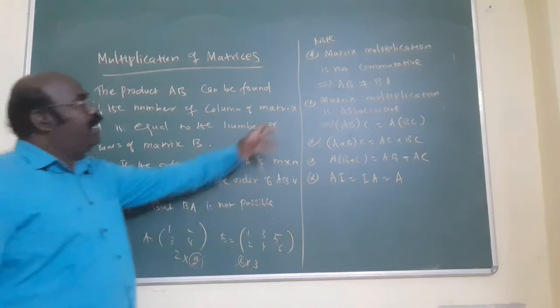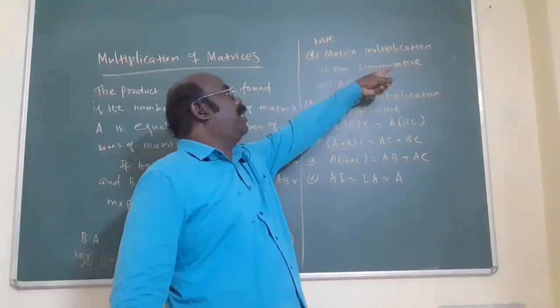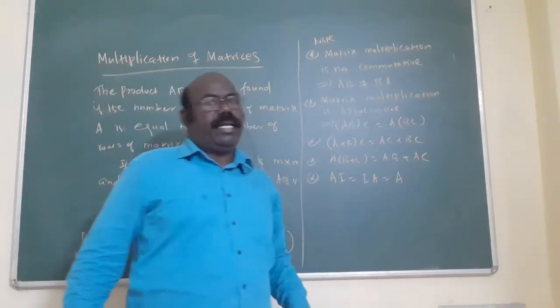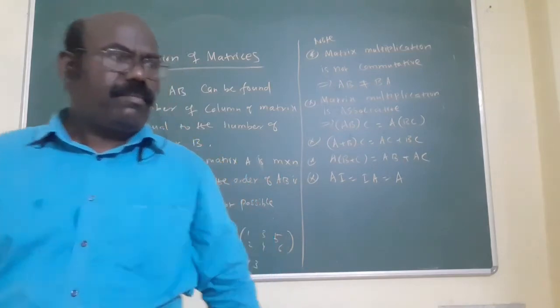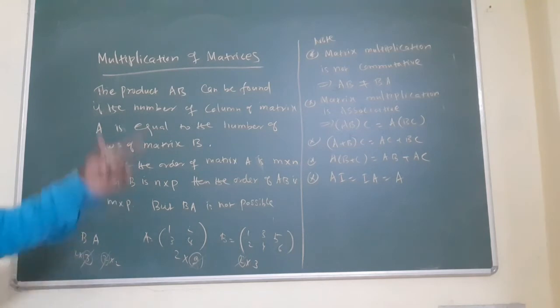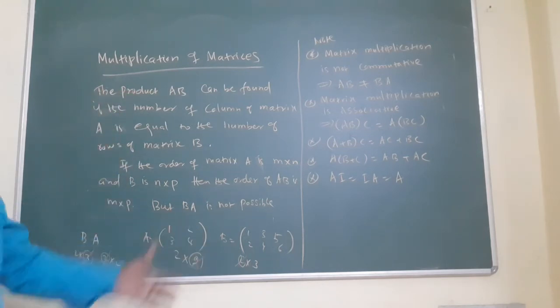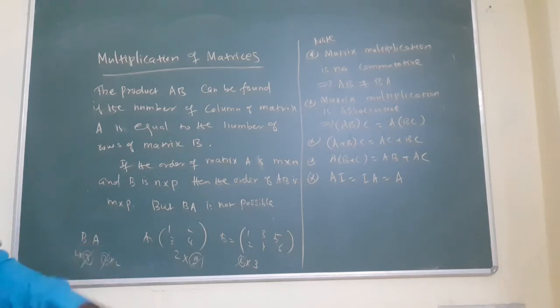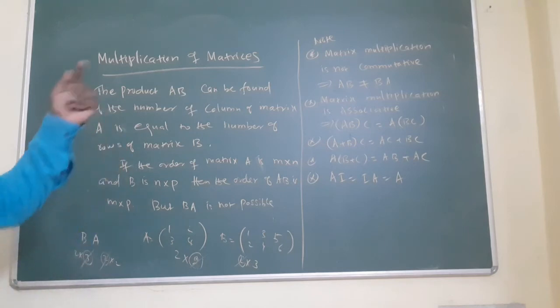That's why matrix multiplication is not commutative. AB is not equal to BA. In ordinary multiplication, both are the same. 2 threes are 6. 3 twos are 6. Both are equal. That means the commutative property holds. But in matrices, the order may be changed. That's why the products AB and BA are not equal. That's important. It's not commutative.